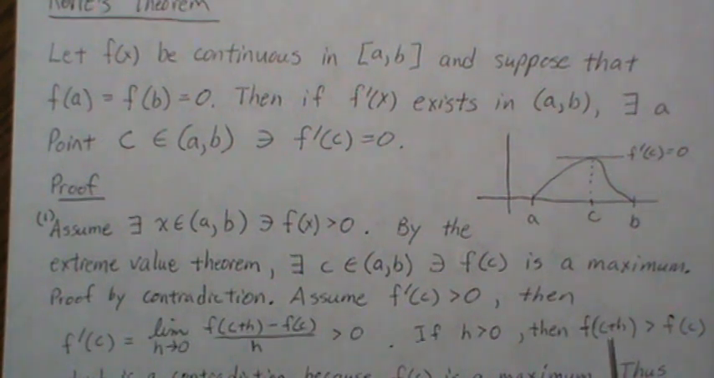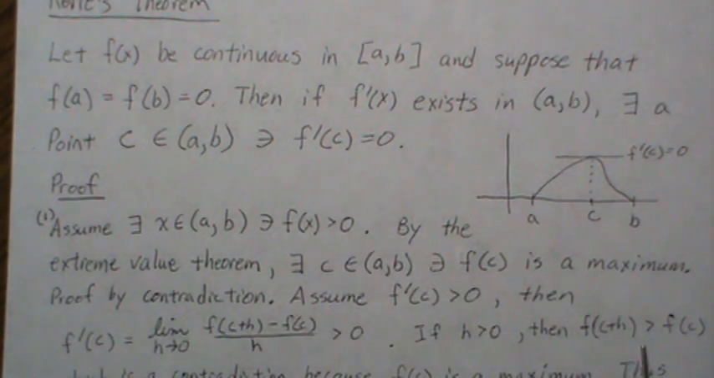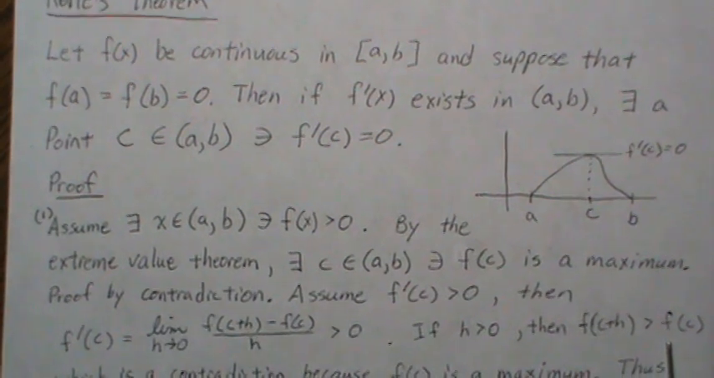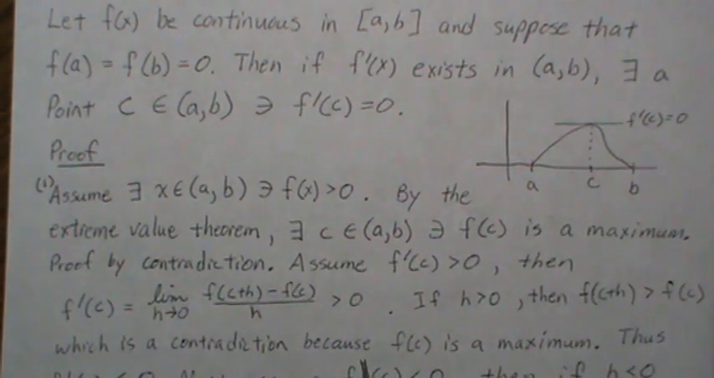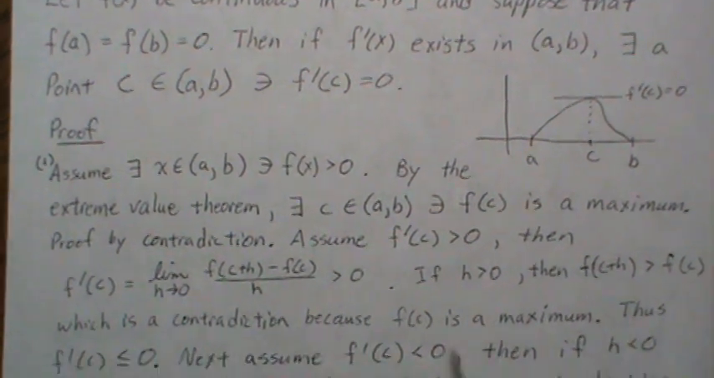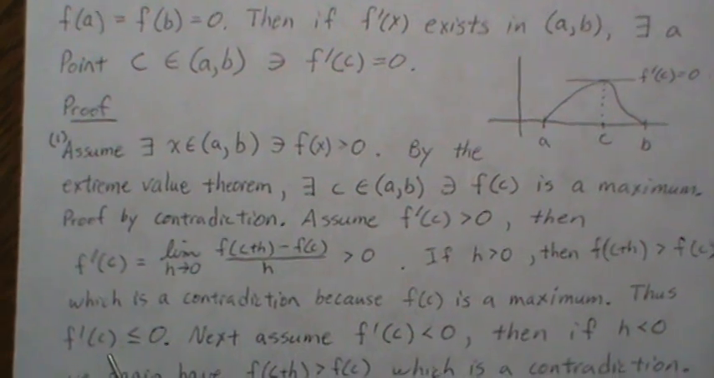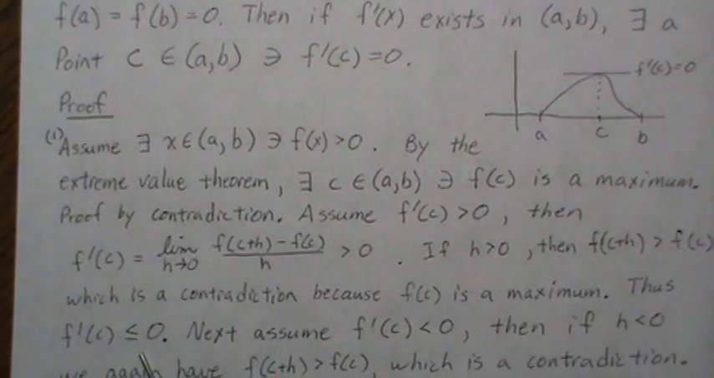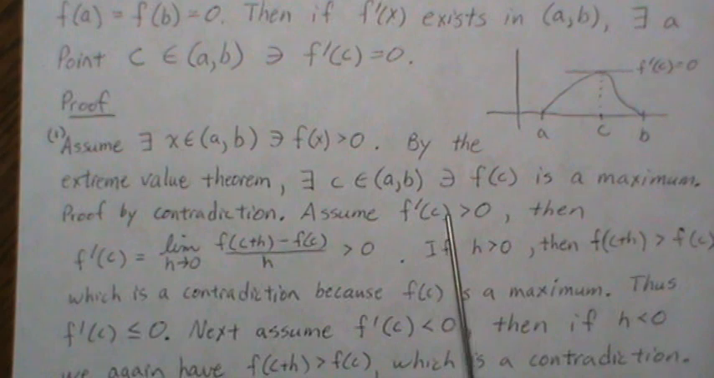Then we have this difference is greater than 0, and if we subtract that over, we get this quantity here. f of C plus h is greater than f of C. But that's a contradiction because f of C is the maximum. And so this can't happen. So thus, we know that the derivative at C is less than or equal to 0. All we have shown is that it's not positive.